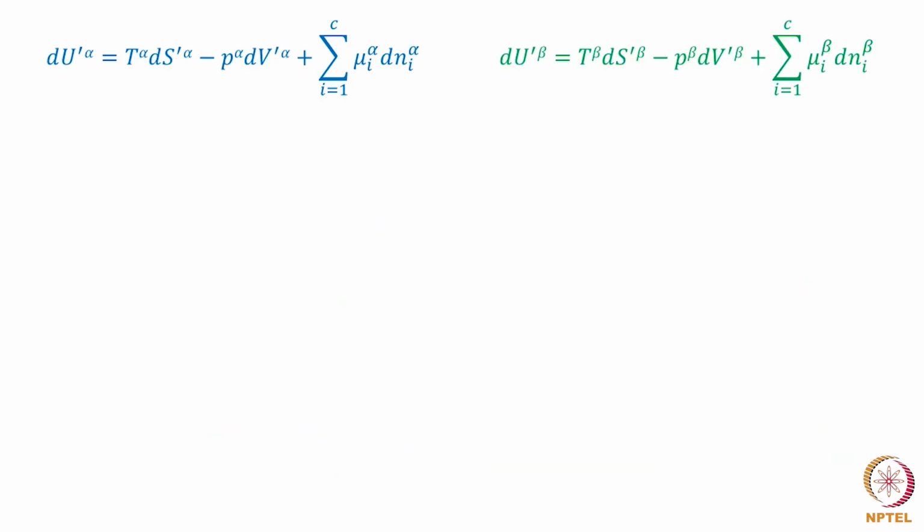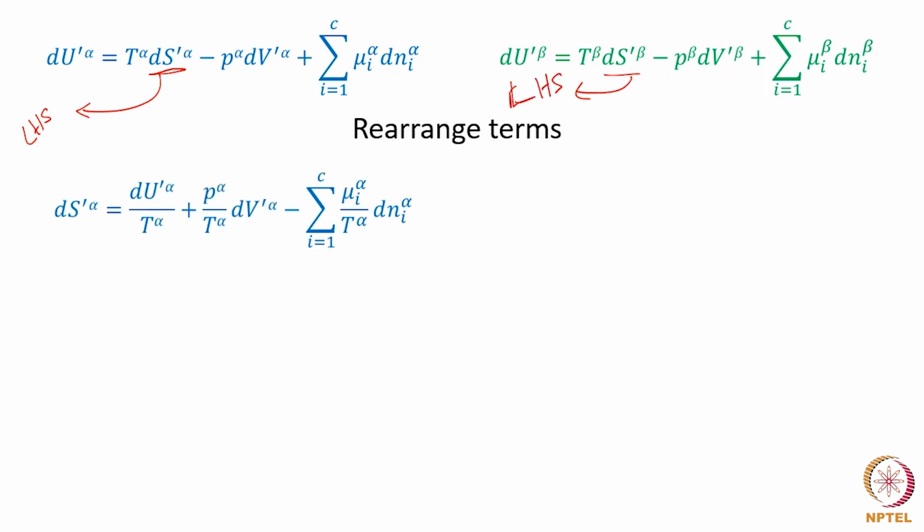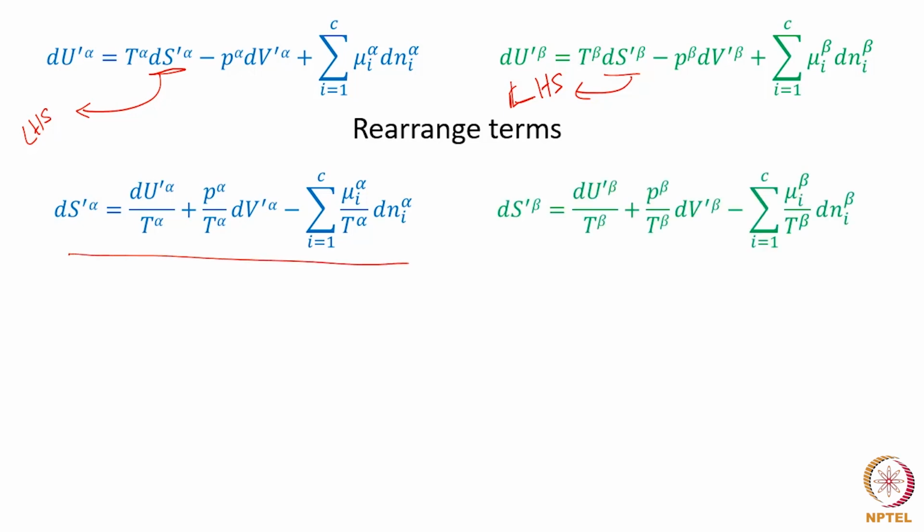We can then look at these expressions and rearrange the terms. What we want is to have the entropy term on the left hand side. So we do that rearrangement of making the entropy term on the left hand side, and it can be written as follows here, and similarly it can be written for the beta phase also.